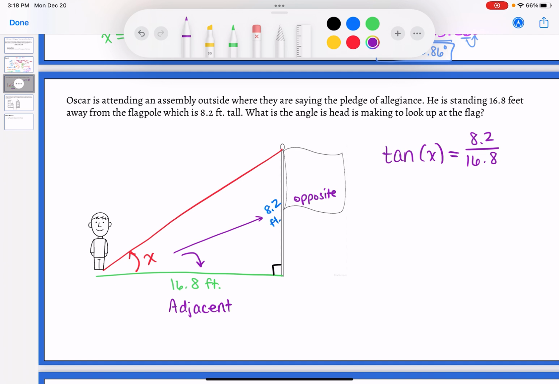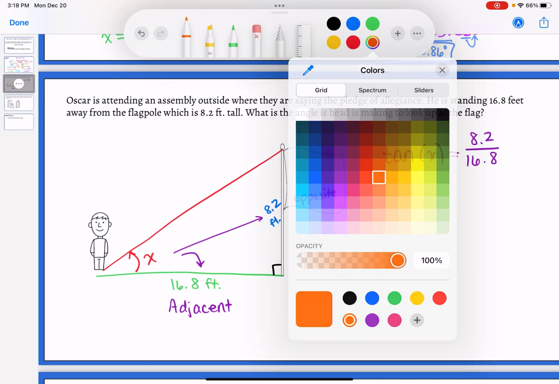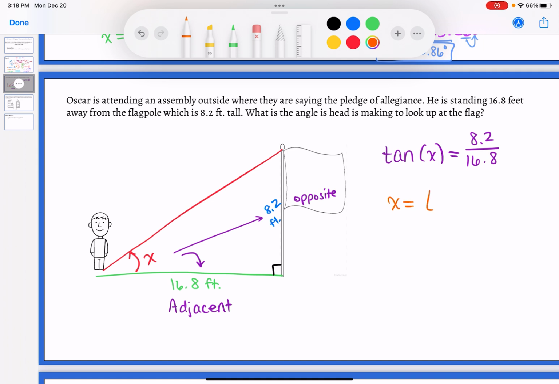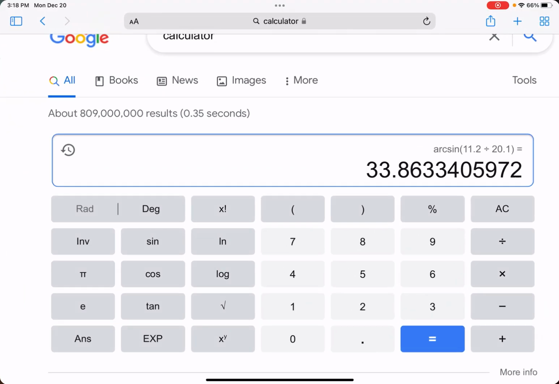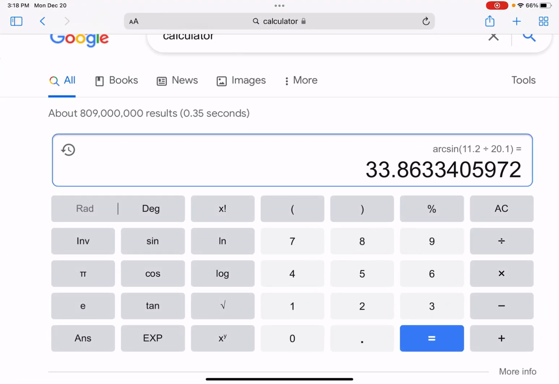I am trying to find a missing angle measure. So again, this is a time when I would use my inverse trig function, right? Because I have to undo the tangent. I don't have a number to type in the parentheses. So I want the inverse tangent. So x equals the inverse tangent of 8.2 over 16.8. And again, don't try to reduce that fraction. Let your calculator do the work, okay? So let's type it into our calculator. I have the inverse tangent of 8.2 over 16.8.